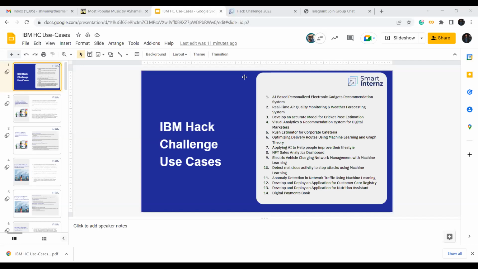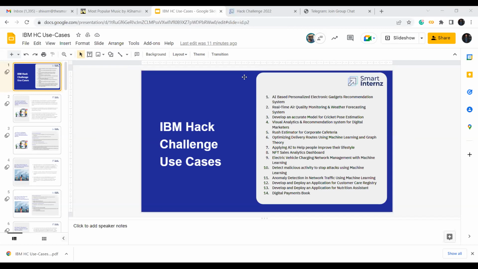After logging into IBM Cloud, what do we have to do? Once you log in successfully, we have already shared the recordings. Please watch those recordings, especially if you did not attend the previous session. You will get the information on what sort of services you need to create in your IBM Cloud account. Log in into your Smart Interns account.